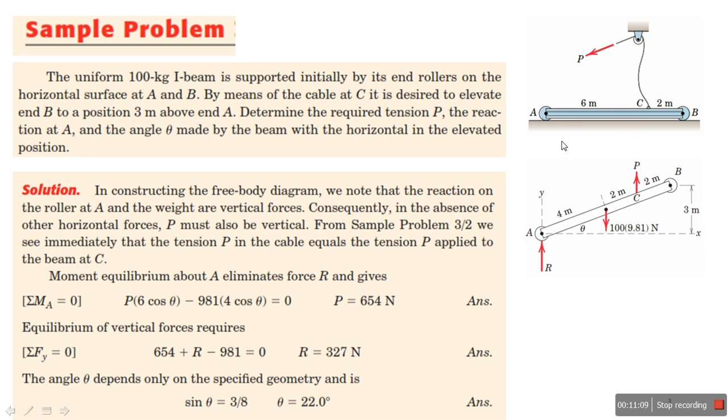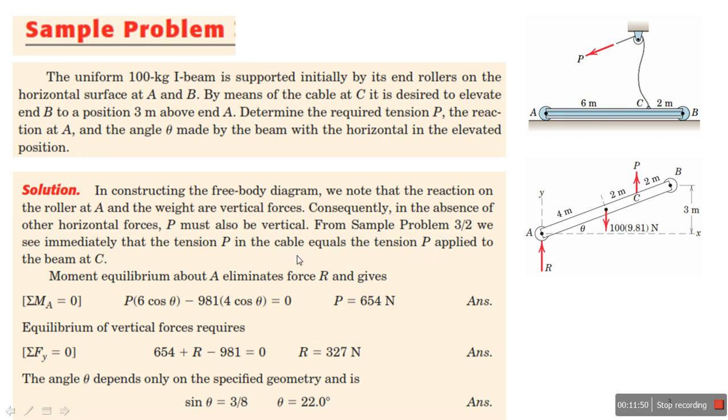So if we draw the free body diagram here, now we note the reaction on the roller A. Now you can see, when I pull here, B will be at an altitude equal to 3 meters. So I have a roller here, so I have one force, and the weight, do not forget the weight in the middle of the beam, vertically downward, and I have the force at C is equal to P.